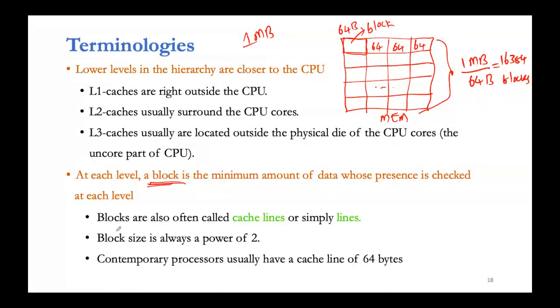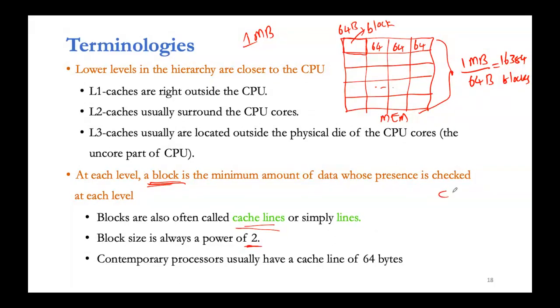These blocks are often called cache lines. Cache lines are simply lines. The block size is always a power of 2. Contemporary processors usually have a cache line size of 64 bytes. So what is the meaning of this? The block is the minimum amount of data whose presence is checked.